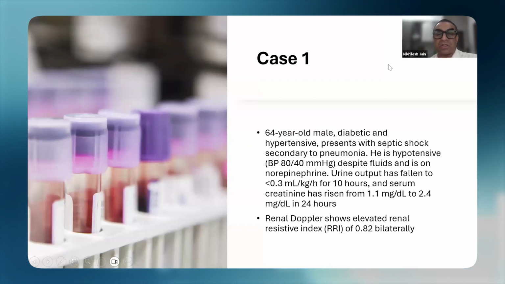We've got a 64-year-old male, diabetic and hypertensive, presents with septic shock secondary to pneumonia. He is hypotensive, BP of 80 by 40 mm of mercury despite fluids, and is currently on noradrenaline. Now, urine output has fallen to less than 0.3 mL per kg per hour for 10 hours, and serum creatinine has risen from 1.1 mg/dL to 2.4 mg/dL in 24 hours. You do a renal Doppler, which shows an elevated renal resistive index of 0.82 bilaterally.